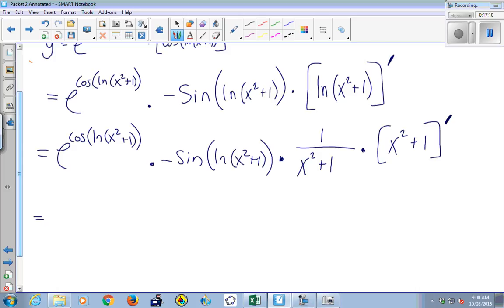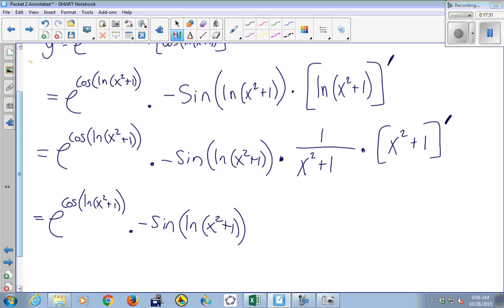Okay, this should be my last line. Copy the stuff I already have. e to the cosine of the ln of x squared plus 1 times negative sine times the ln x squared plus 1 times 1 over x squared plus 1 times, all right, what's the derivative of x squared plus 1? 2x. 2x. And that's it. There's no complicated rules in taking the derivative of x squared plus 1. It's not a composition, not a product. So I just write down the derivative and I'm done.